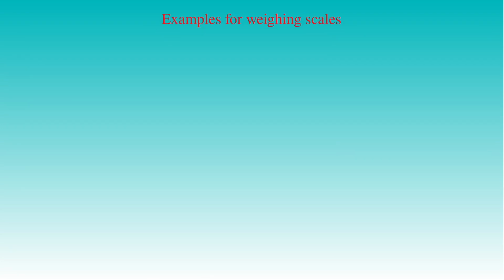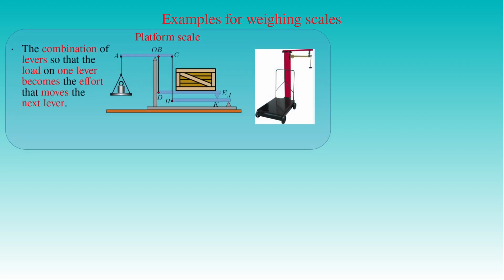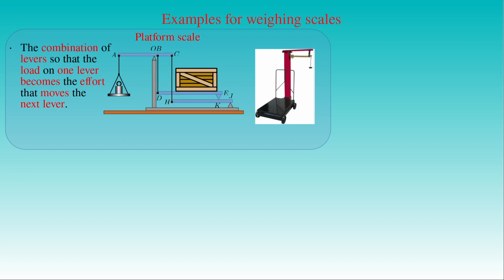Let us consider various examples for weighing scales used in everyday life. We start with platform scales, which consist of a combination of levers so that the load on one lever becomes the effort that moves the next lever. This arrangement allows a small weight to balance a heavy load.